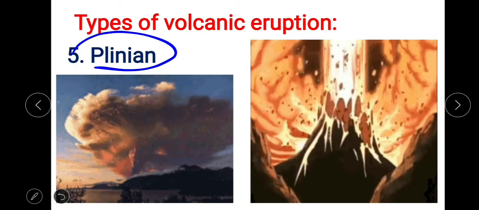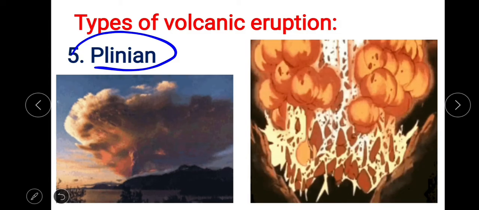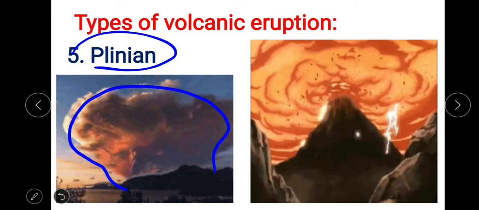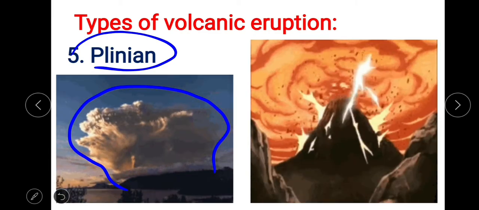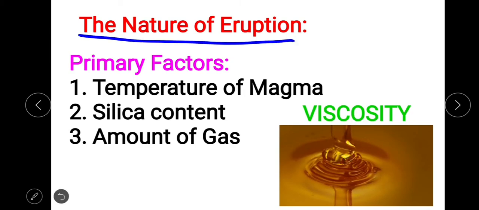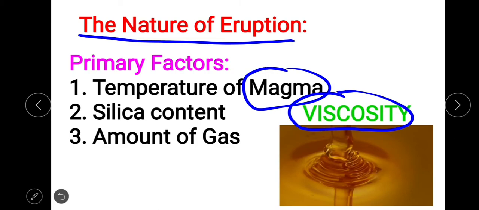The picture shows the very large explosive event of a Plinian eruption. In this one, you can see a very huge smoke above the volcano. The Plinian eruption is very strong, okay? But here, we are also about to study the nature of eruption. Why does a volcano erupt? That question is answered by the viscosity of magma.